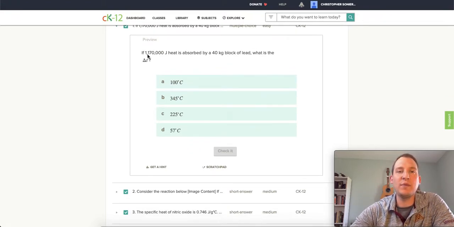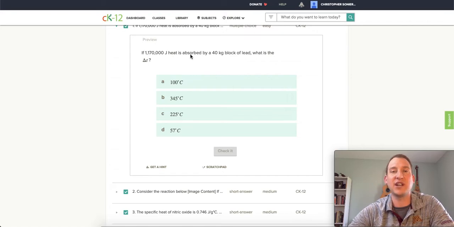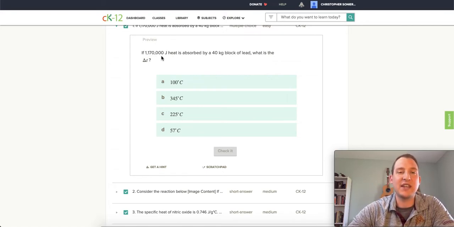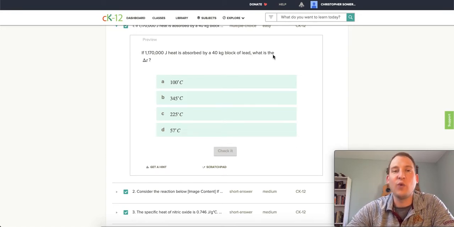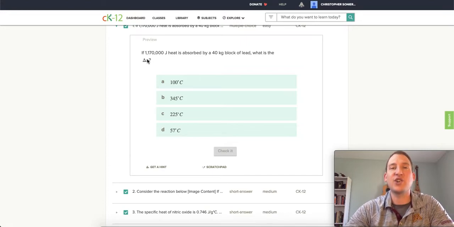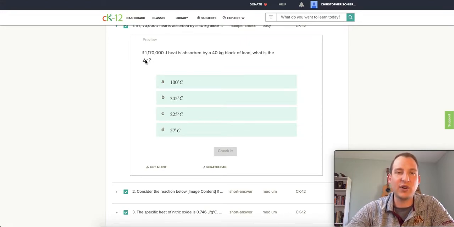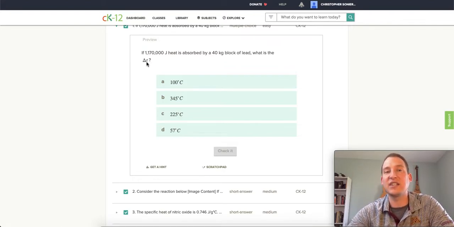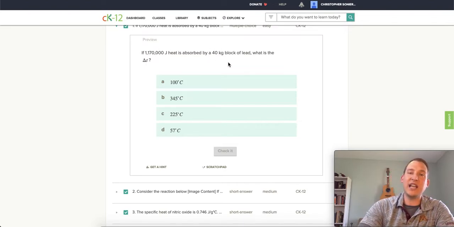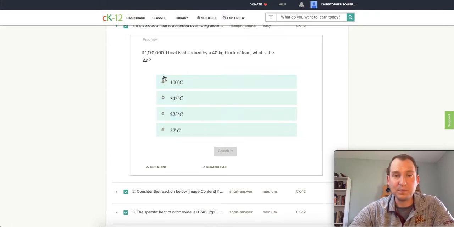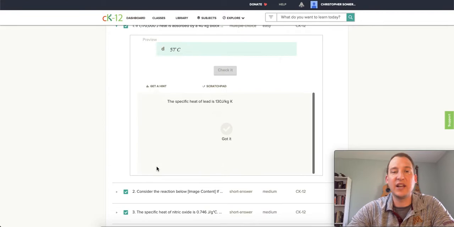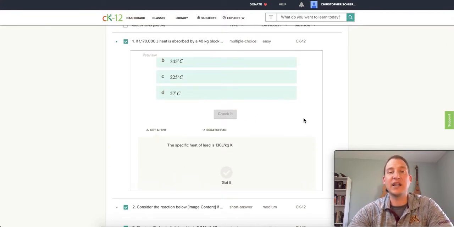So it says if 1,170,000 J, that J stands for joules, which is a unit we use to measure energy. So if 1,170,000 joules of heat is absorbed by a 40 kilogram block of lead, what is the triangle T? Triangle in the Latin vocabulary is delta. And in this case, it's saying delta T, or what's the change in the temperature. So it's saying if this much lead absorbs this much energy, what will the change in temperature be?